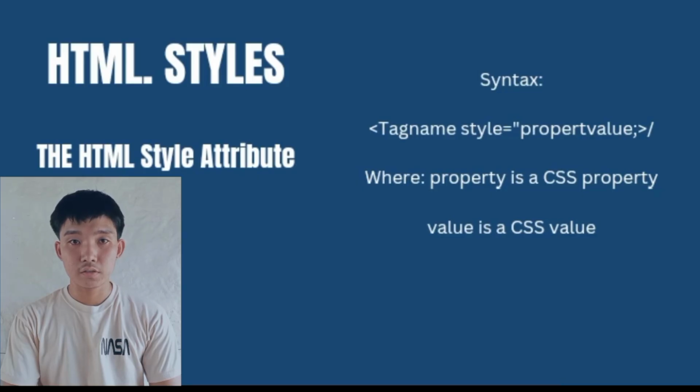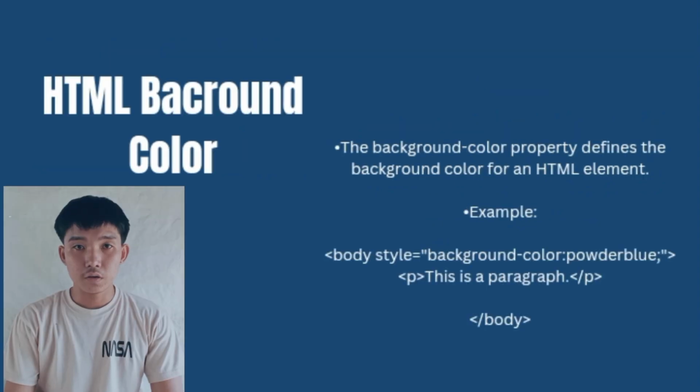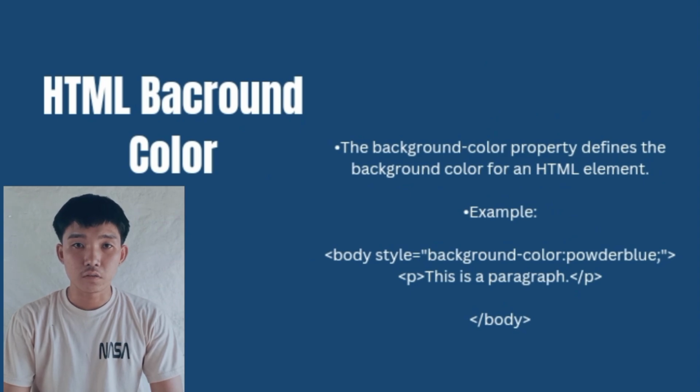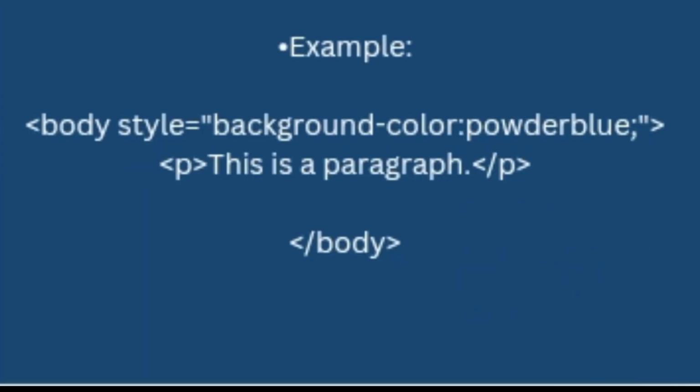HTML styles. Syntax: tag name, style equals "property:value". Where property is a CSS property and value is a CSS value. HTML background color. The background-color property defines the background color for an HTML element. Example.